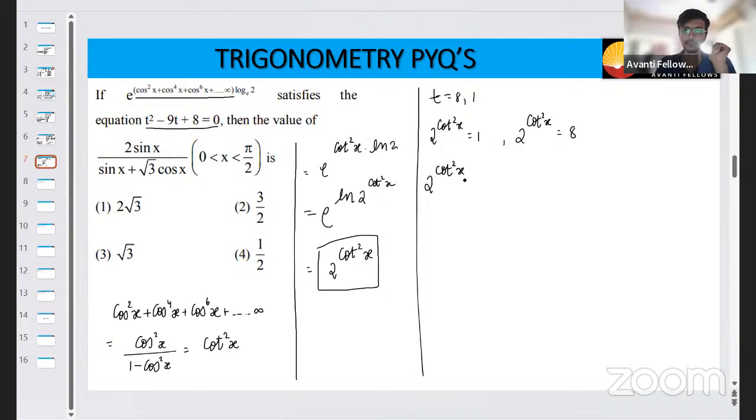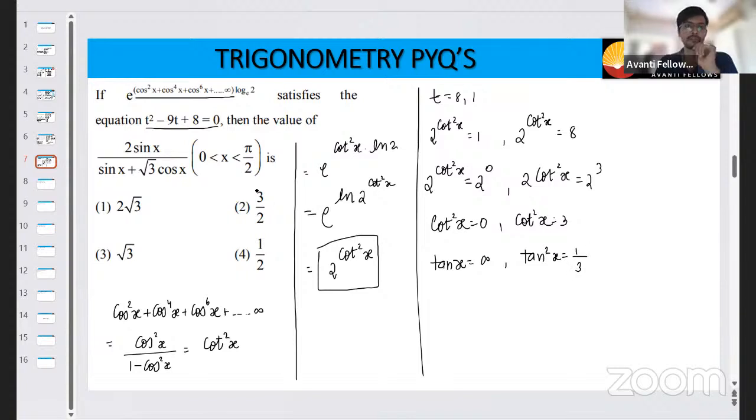1 का मतलब 2 रेशियो पे cot square x is 2 raised to the power 0, या फिर 2 raised to the power cot square x is 2 raised to the power 3. तो cot square x की दो वैल्यू आई, cot square x equals to 0 या फिर cot square x equals to 3. इसका क्या मतलब हो गया कि tan x is infinity या फिर tan square x is 1 by 3. So x तो 0 से पाई बाई 2 में है, तो ये इन्फिनिटी तो पाई बाई 2 पे आता है, which we cannot take.